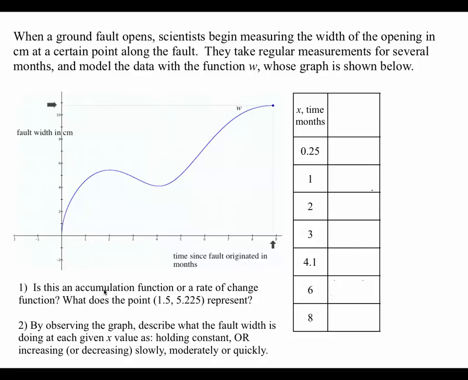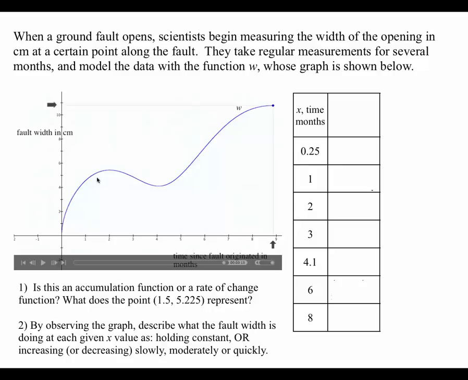Okay, is it accumulation or rate of change? Accumulation. That's an accumulation. Accumulation of width, this thing we're measuring. 1.5, 5.225 is right about there where I have the arrow. What does that point represent on the graph? You should have said 1.5 months after the fault opens, they measured that the width was, or they approximated the width to be 5.225 centimeters in width. Okay, that's what that point means. And the whole graph is just a whole bunch of points, like that one, that you just interpreted.